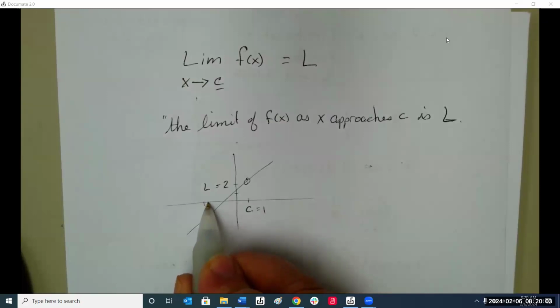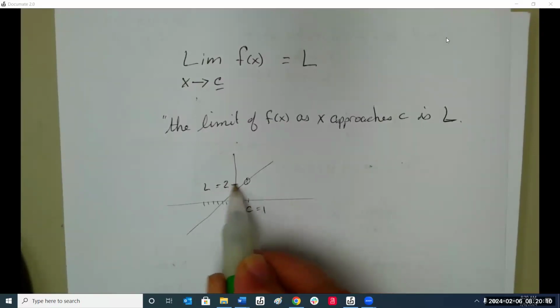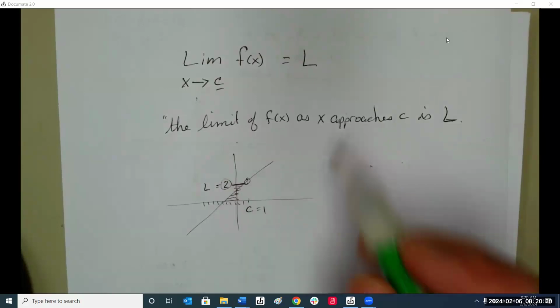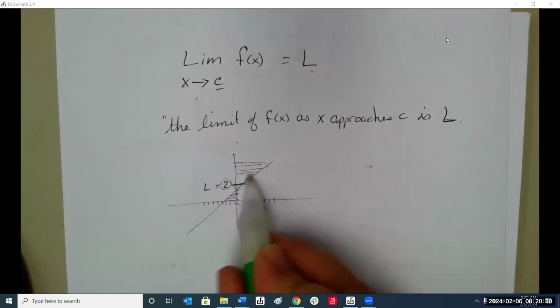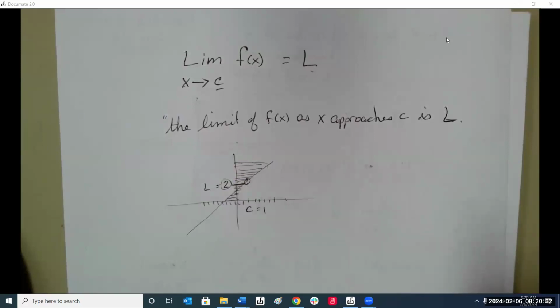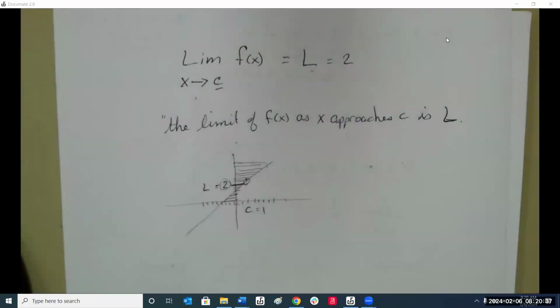So if I look at all the numbers coming up from the left, what are the y values approaching? Remember, the limit is this one. As I approach from the left, what are the y values approaching? They're approaching 2. They're approaching that limit. And same thing, if I approach it from the right, so all of these, as I get closer to C, where is that answer approaching? 2. So we would say here the limit is 2, even though we never get to it.